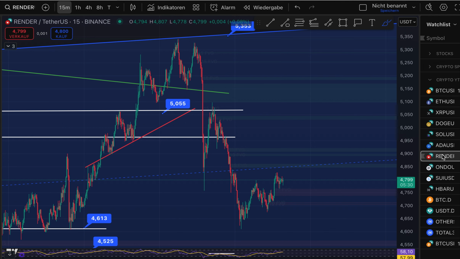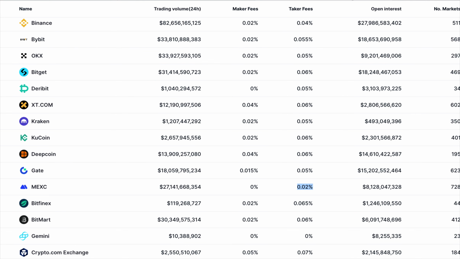In this video we will take a look together at possible scenarios for the price development of Render, Ondo, Sui and HBAR. Things remain exciting, so make sure to watch until the end.